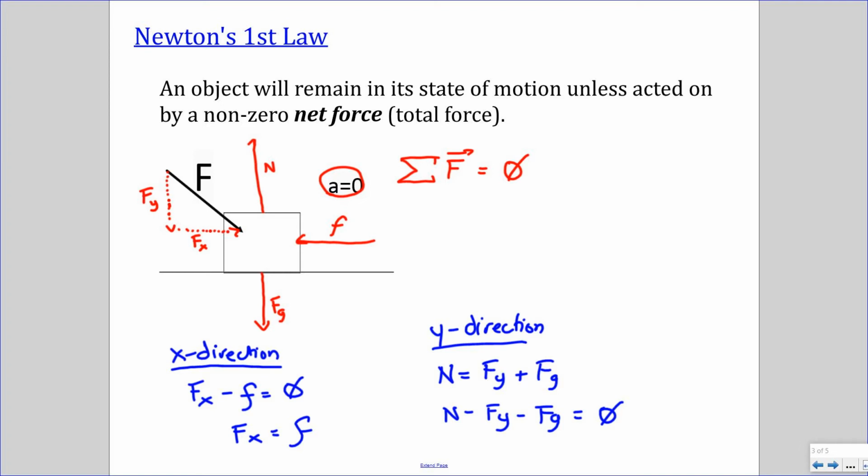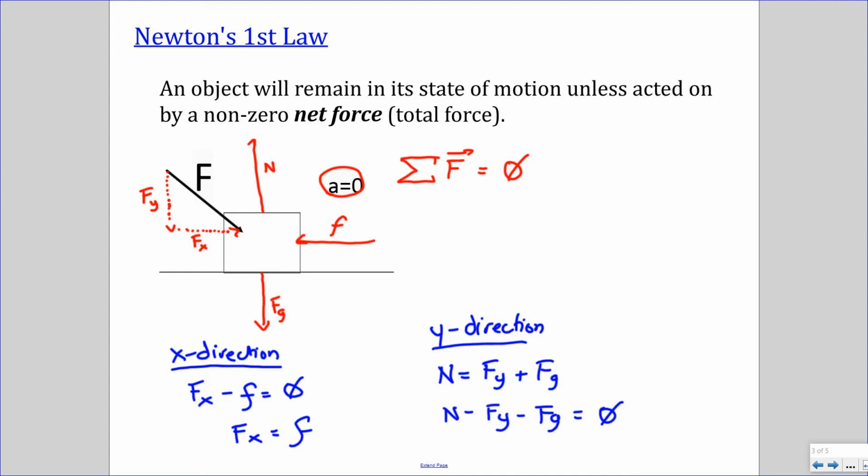Welcome to our second video on Newton's laws. Unsurprisingly, the first video on Newton's laws was about Newton's first law, and the second video on Newton's laws is on Newton's second law.